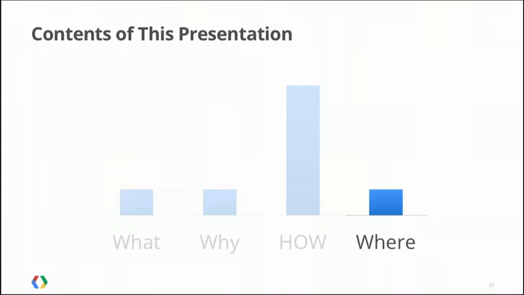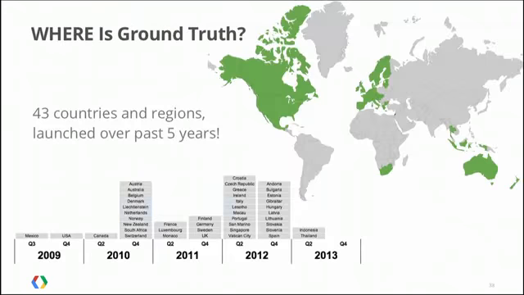So that takes care of what, why, how. Now we thought we'd talk a little bit about where we've done this. In a nutshell, Brian McClendon talked about this a bit during the keynote this morning. The green countries here are where we've done ground truth. We've done it in 43 countries and regions.